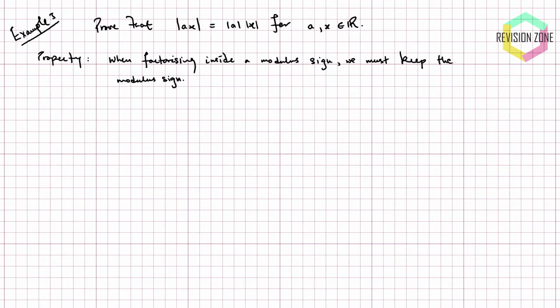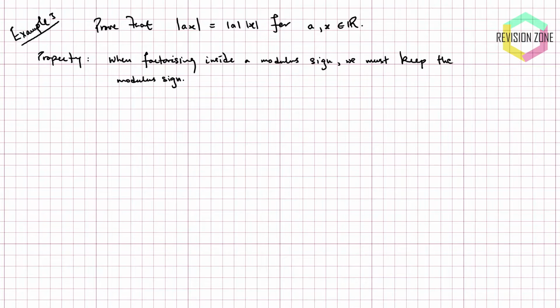So example 3, we have another interesting property, and this property basically tells us what we do when we're factorizing things inside modulus functions. In particular, say you've got two numbers, a and x, being multiplied, and then you're taking the modulus of the whole thing. When you go to factorize an a out or an x out, you can't just write the a or the x by themselves. What you have to have is the modulus signs next to them, okay? So when factorizing inside a modulus sign, we must keep the modulus sign.